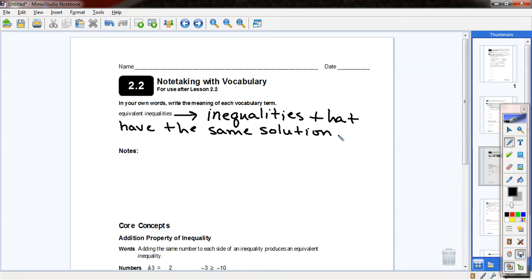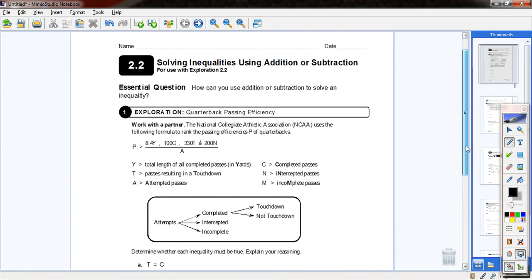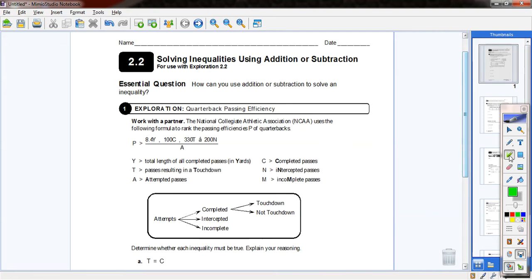Got it? Okay, let's run back to the first page quickly. We're not going to do too much with the exploration, but our title today is solving inequalities using what, kids? Addition or subtraction. The question we're setting out to answer is: how can you use addition or subtraction to solve an inequality? I'm not really going to get into this too much down here, but I think we can figure some things out.